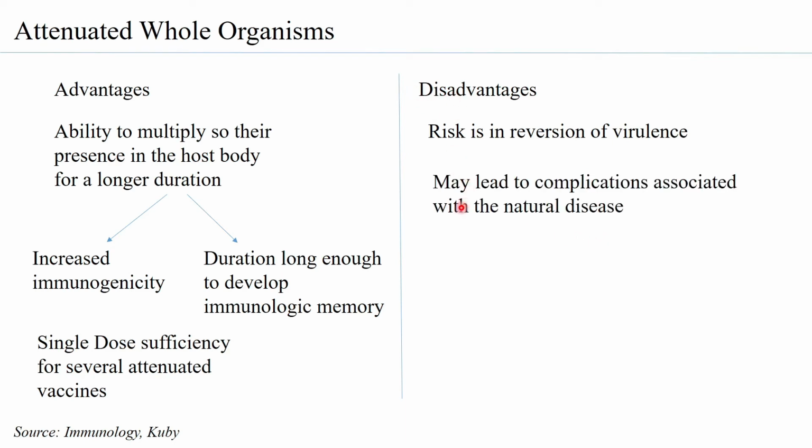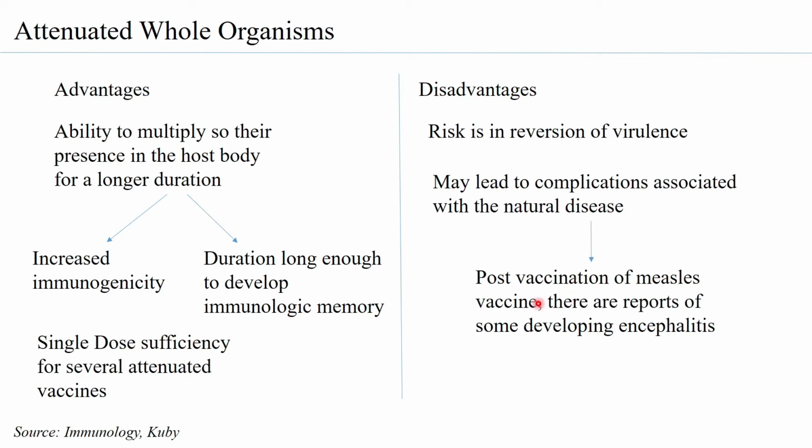Now, another disadvantage is that there may not be a risk of complete disease. You may not have the person suffering from the disease, but you could have certain complications associated with the natural disease as part of the vaccine. So, for example, post vaccination of measles vaccine, there were some people that were found to develop encephalitis.